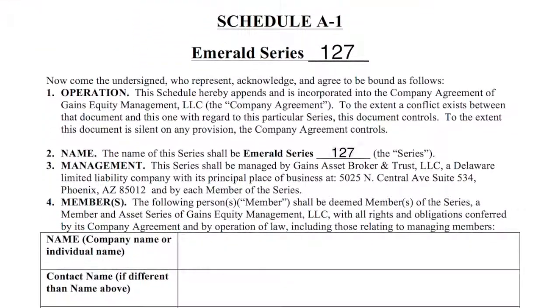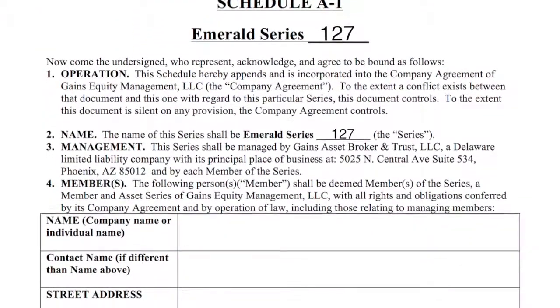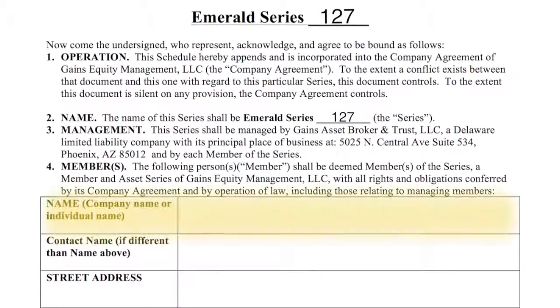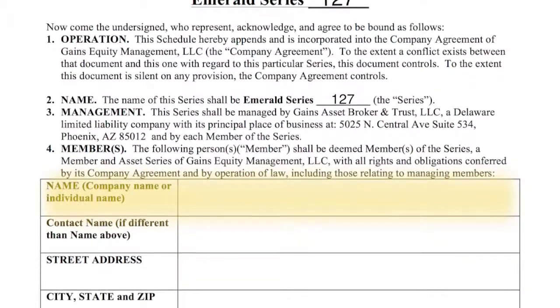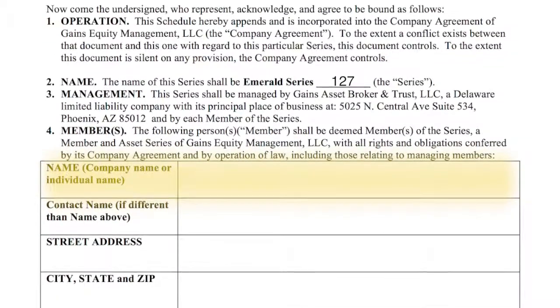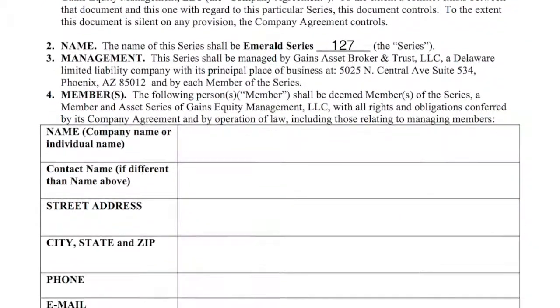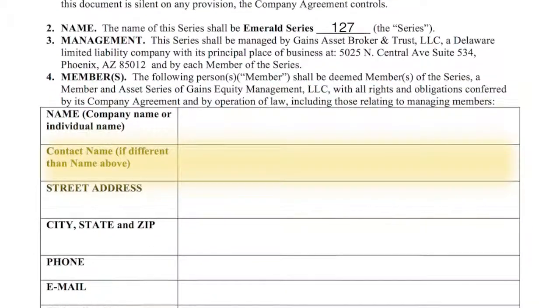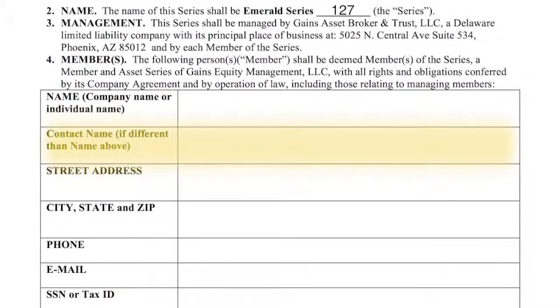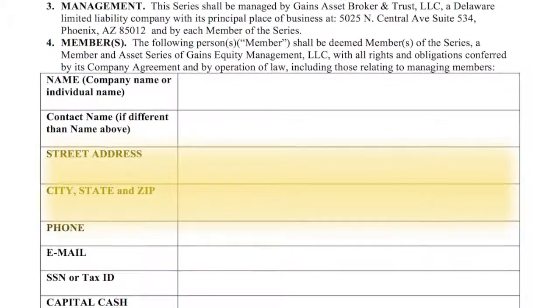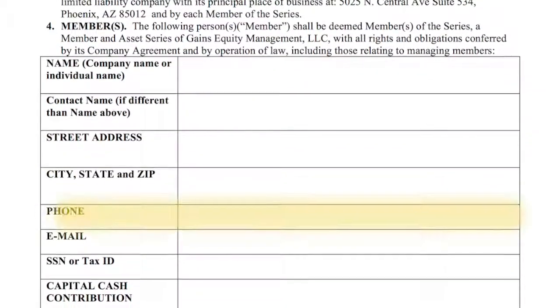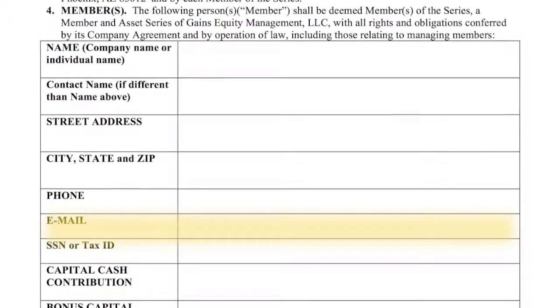In Section 4, they would fill in their member information. The name would be either their personal name or their company name if a company is owning this membership. If a company is owning the membership, then a contact name would be put in the next section. They would enter their street address, city, state, and zip, along with their phone and email.